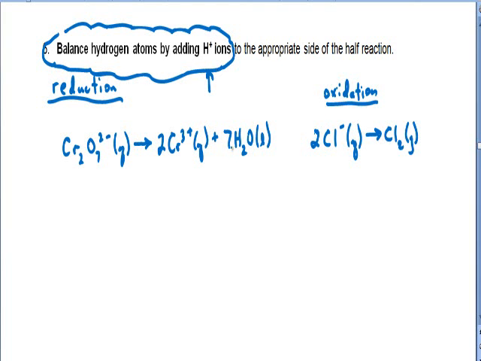When we look at the reduction half reaction, we added in 7 water molecules, which has 14 hydrogen atoms. To balance this out, we're going to put 14 H plus ions on the opposite side of the equation to balance the hydrogen atoms. By placing the 14 H plus ions over here, we've balanced our hydrogen atoms and we're ready to move on to the next step in the strategy.